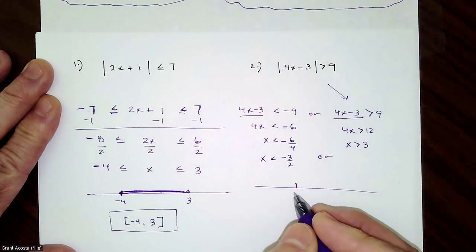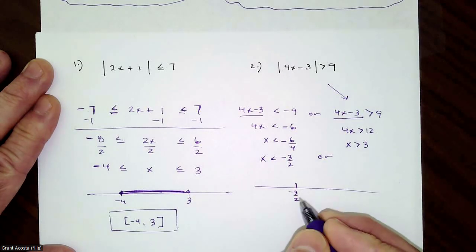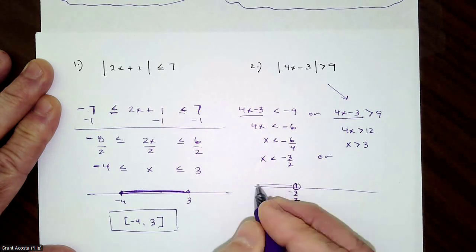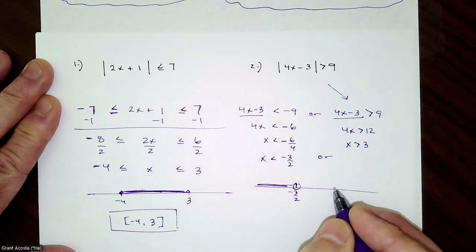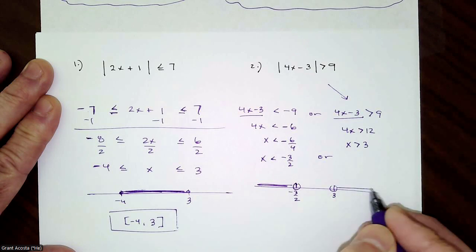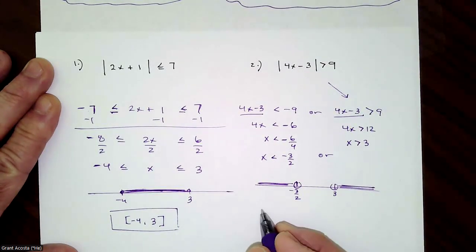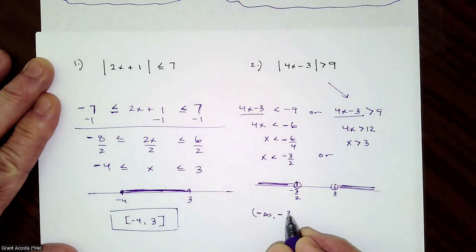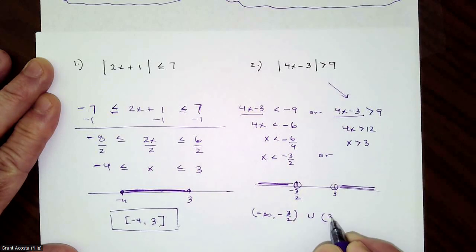Again, if it helps, this time I'm not including it, so these would be open circles. Less than -3/2 is that way. Greater than 3 is this way. So in interval notation, we would write this as -infinity to -3/2, not including, union 3, not including, to infinity.